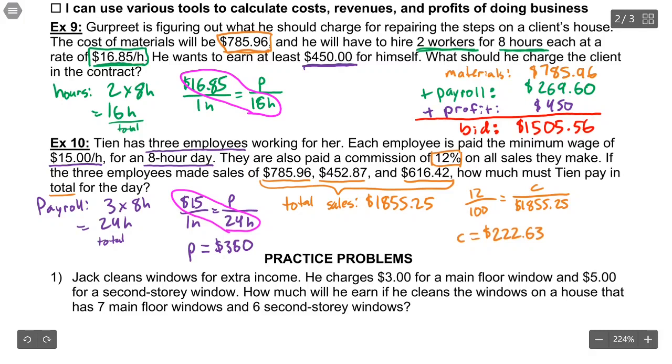So let's just add those 2 numbers together. We'll take her payroll plus her commission. So add those 2 together, and you get a total of $582.63 she pays her 3 employees.